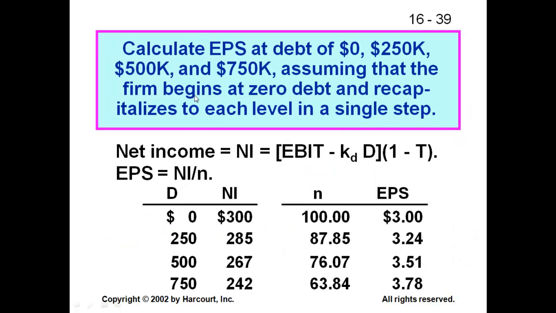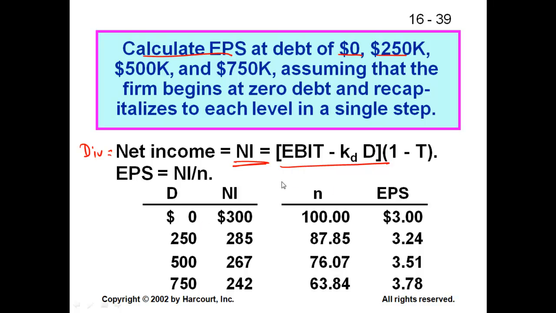Okay, so now what if we calculate the earnings per share at the different levels of debt, assuming that the firm begins at zero debt and recapitalizes to each level in a single step. So at every level of debt we calculate our net income using this process that we've talked about. Is the net income the same as the dividend? Yes, it is, because we are saying that the payout ratio is 100% or retention ratio is 0.